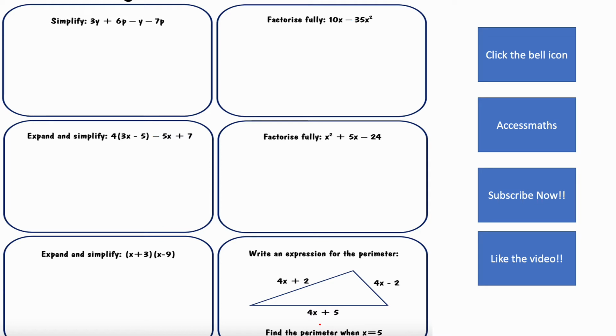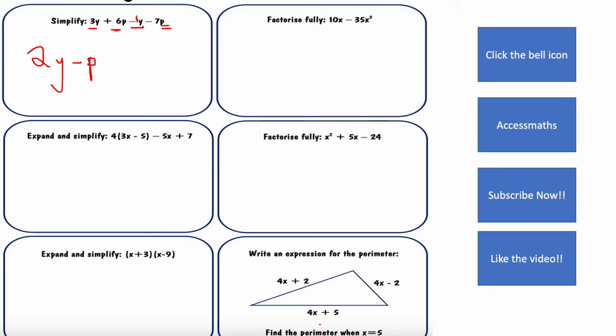Simplify 3y plus 6p minus y minus 7p. So this is looking at collecting like terms. 3y minus 1y is equal to 2y. Remember that if I subtract y, I'm taking away 1y. Collecting like terms, so collect my y's together and then my p's. 6p take away 7p is negative 1p, or I can just write it as minus p. But examiners will allow it if you put a 1 there, but I'm not going to put it there because I'm pretty happy with the fact that minus p is the same as minus 1p.